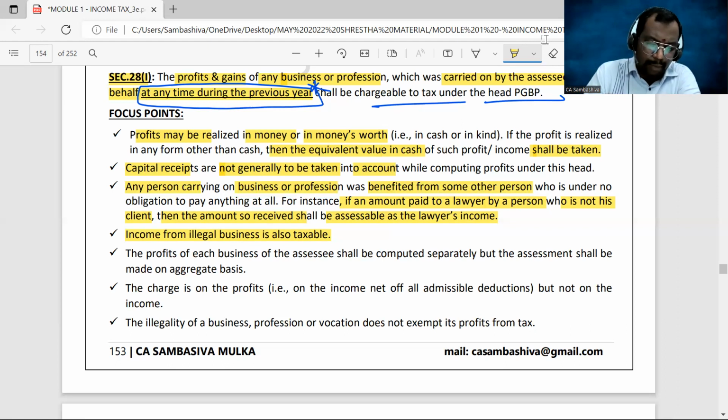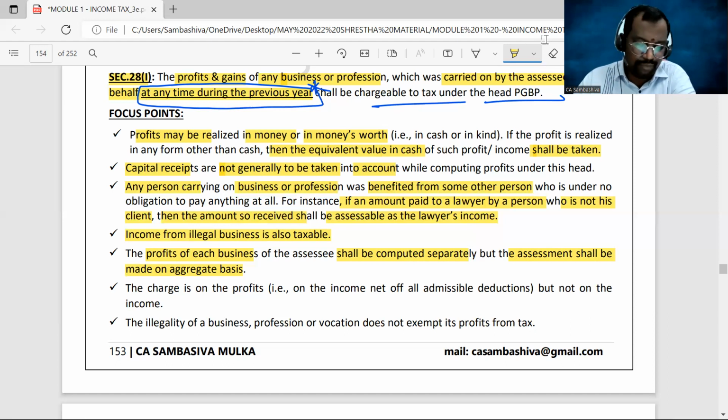Clear? Next, the profits of each business of the assessee shall be computed separately, but the assessment shall be made on an aggregate basis. Like, sir, I'm doing three businesses, ma'am: textile business, cotton business, and some departmental stores business. Now, while I'm calculating the profits, I need to calculate separately. What is my profit from textile business? What is my profit from cotton business? What is my profit from departmental stores? But when the assessment is happening, while you're calculating your total income, PGBP means the total of all these three businesses.